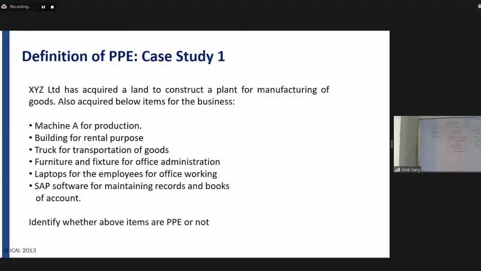Guys, what is not a PPE under this list? Tell me. What is not a PPE? This is a very interesting standard, and let me tell you, it is a very important standard from the examination point of view as well.